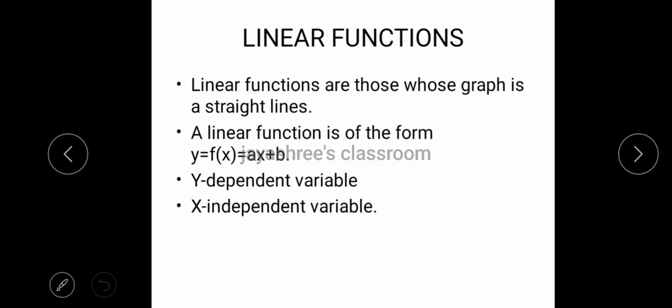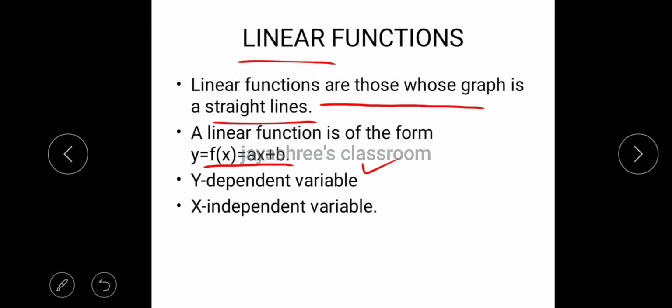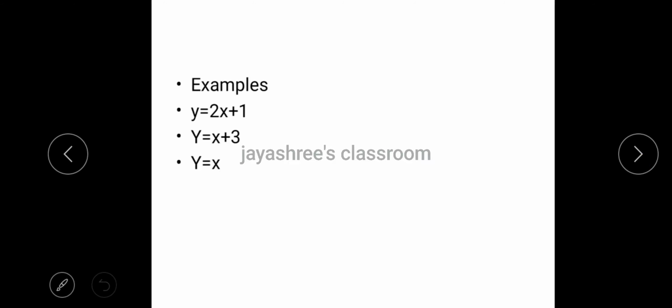Now, what are linear functions? Linear means degree 1. So, linear functions are those whose graph is a straight line. When we draw the graph of such functions, we will get straight lines. A linear function is of the form y equals f of x equals ax plus b, where y is the dependent variable and x is the independent variable.